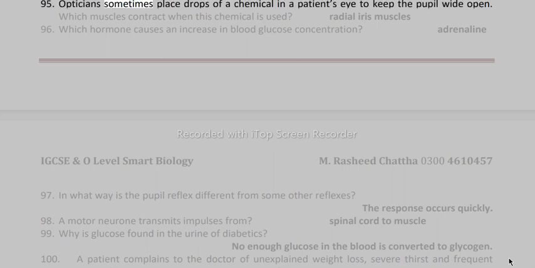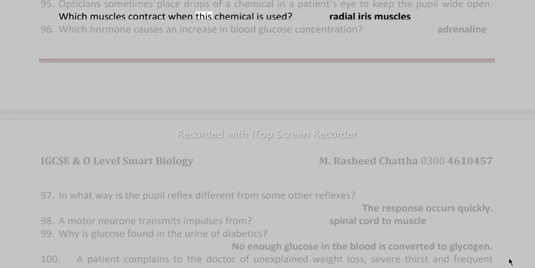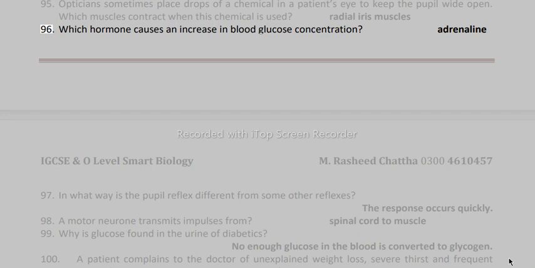95. Opticians sometimes place drops of a chemical in a patient's eye to keep the pupil wide open. Which muscles contract when this chemical is used? Radial iris muscles. 96. Which hormone causes an increase in blood glucose concentration? Adrenaline.